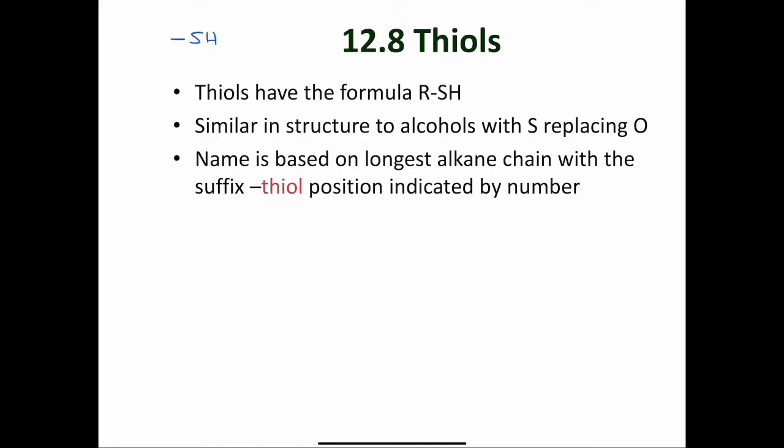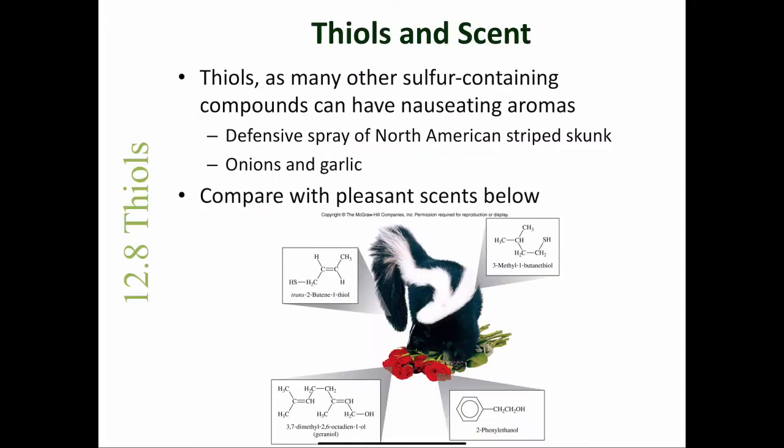This is reflected in the lower melting and boiling points and lower solubility in water of the thiols in comparison with alcohols of similar molar mass. Thiols and many other sulfur compounds have nauseating aromas. They are found in substances as different as the defense spray of the North American skunk, onions, and garlic.